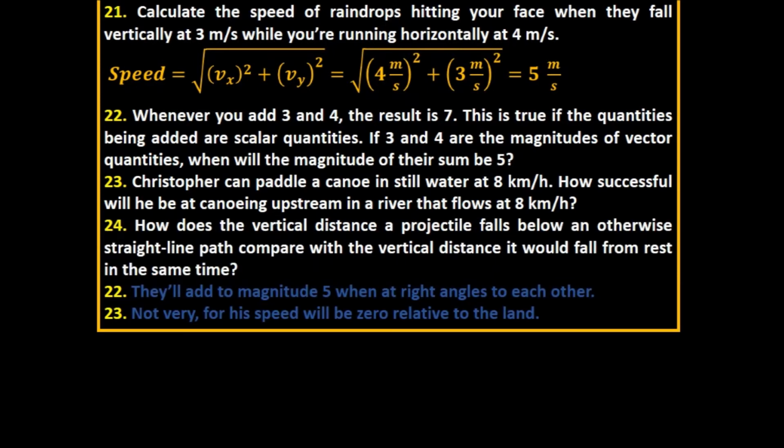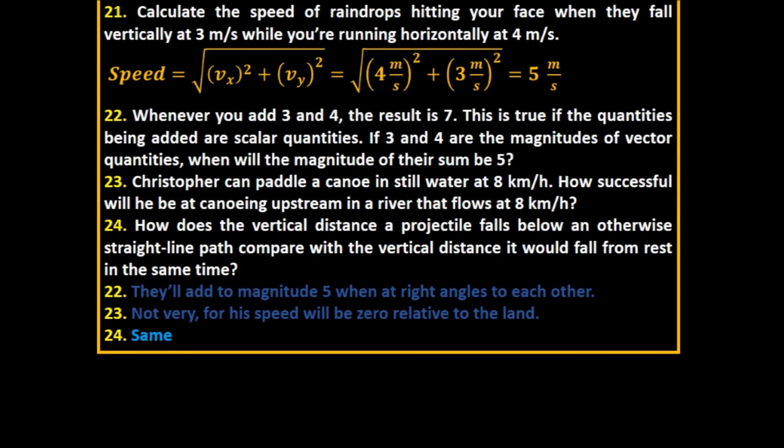24. How does the vertical distance a projectile falls below an otherwise straight-line path compare with the vertical distance it would fall from rest in the same time? In the same time, it would be the same. It would be the same.